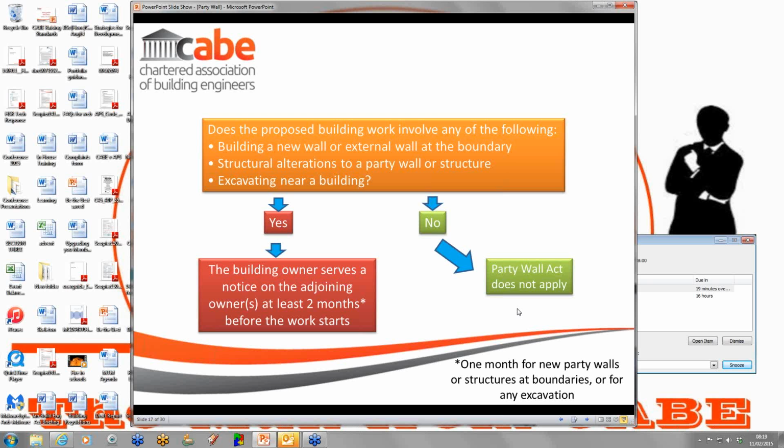And a lot of the inquiries we get here are from neighbours where work is starting imminently and they want to know what can be done because they haven't served a notice. And at that point, the neighbour's options really are to look at serving an injunction until this thing gets resolved.